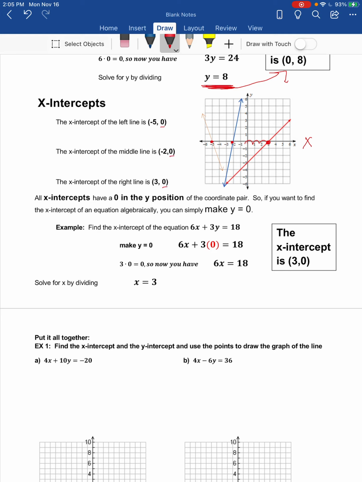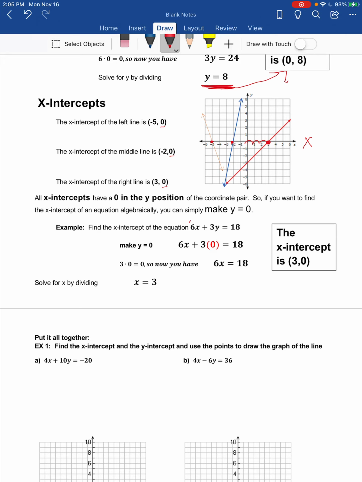For your x-intercept, every single time your y value is 0. So all x-intercepts have a 0 in the y position of your coordinate pair. If you want to find the x-intercept of an equation algebraically, you simply make y equal 0. Again, you just plug in 0 for y and solve.